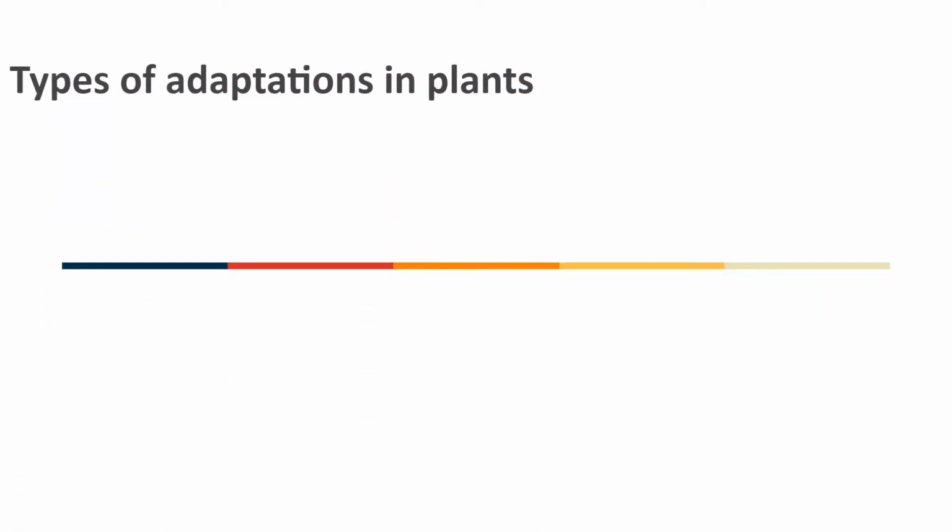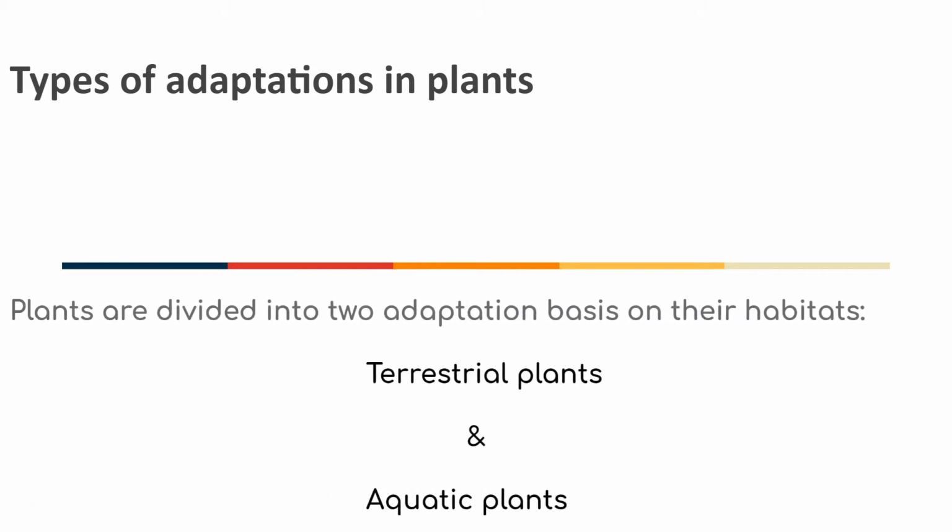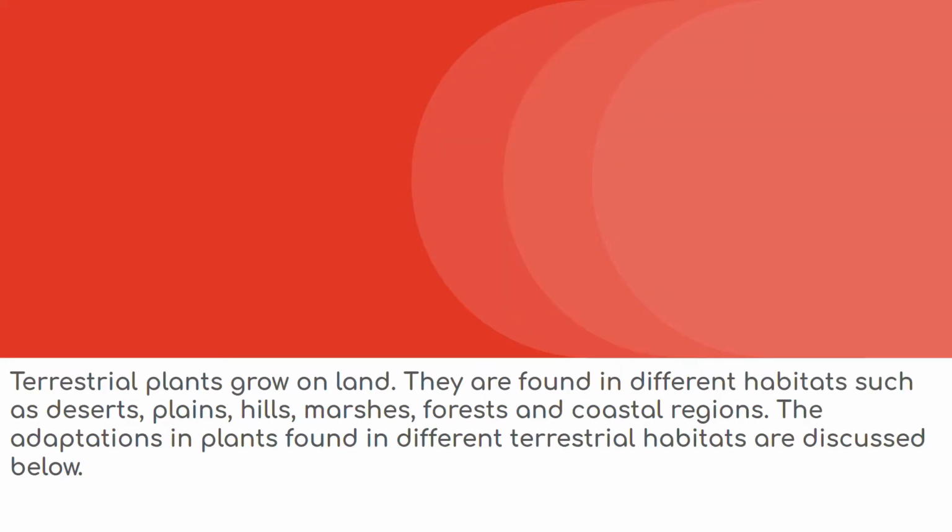Types of adaptation in plants. Plants are divided into two adaptation types based on their habitats: terrestrial plants and aquatic plants. Terrestrial plants. Terrestrial plants grow on land. They are found in different habitats such as deserts, plains, hills, marshes, forests, and coastal regions. The adaptations in plants found in different terrestrial habitats are discussed below.